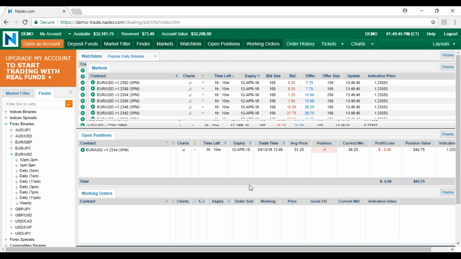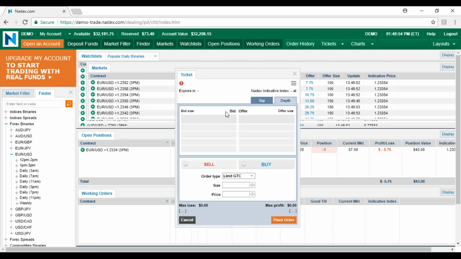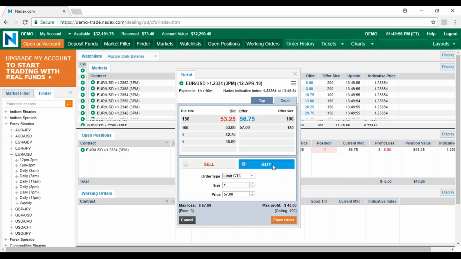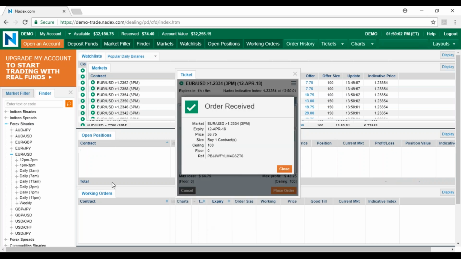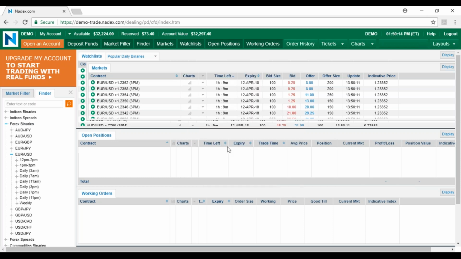So now if I want to exit that early, I have to buy it back, as it were. So I just have to click my open position. It automatically opens a ticket marked buy. You see that? Because it knows that's the way I got to get out. And I placed the order and boom, it took me out. Okay. So the difference, the profit or the loss and fee, is put back in my account. So that's how you exit early.